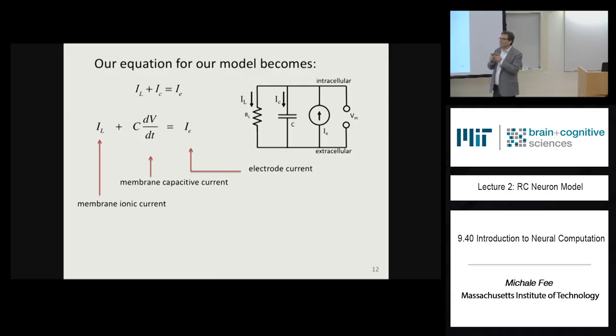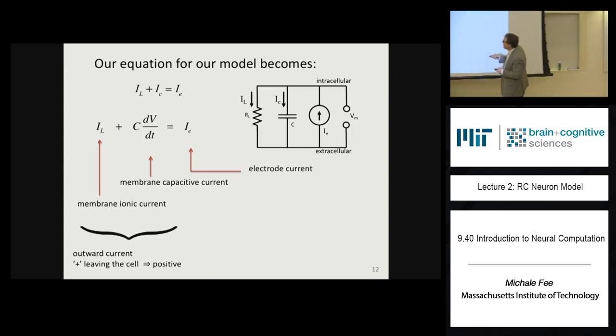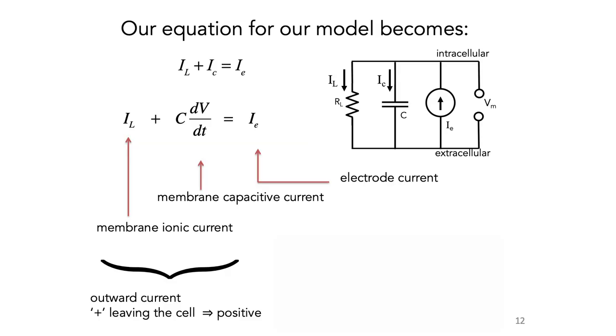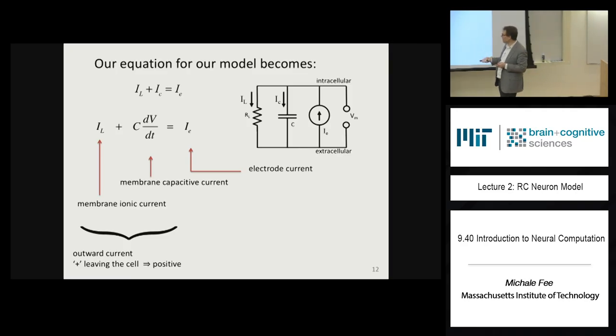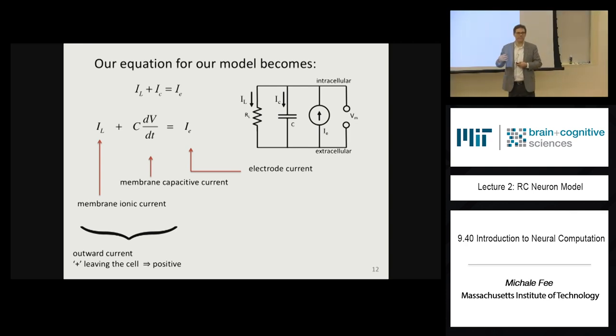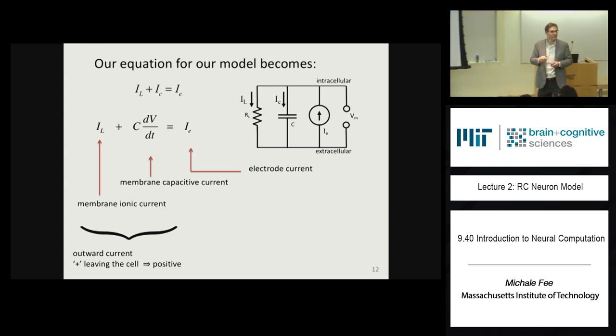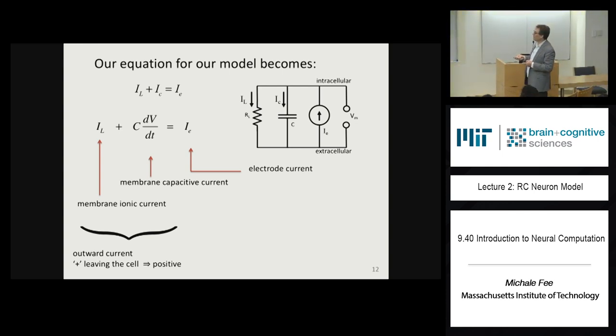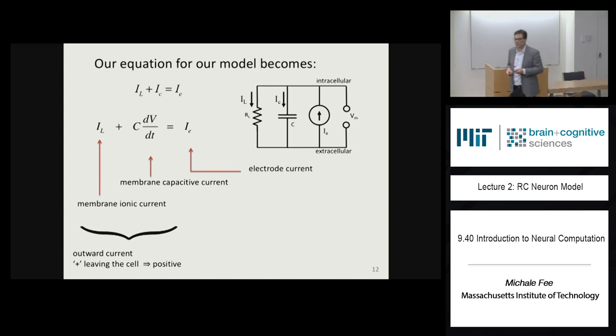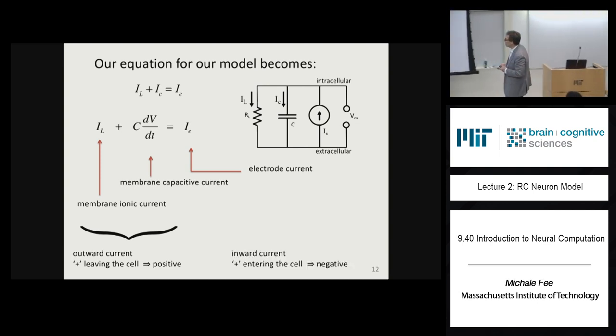There's a sign convention in neuroscience, which is that membrane ionic currents that are outward from the inside of the cell to the outside of the cell membrane are positive in sign. Positive charges leaving the cell have a positive sign. It's just convention. It could have been the other way, but you have to choose something. I think it was Hodgkin and Huxley actually who decided that.